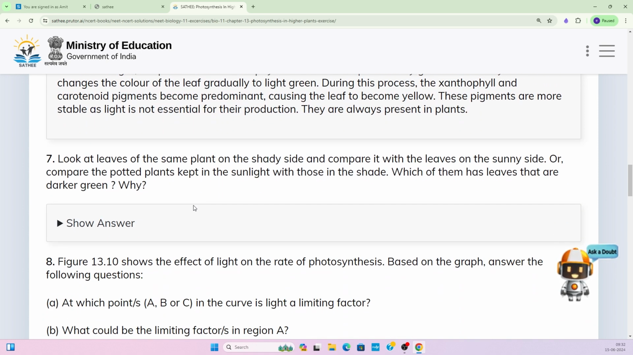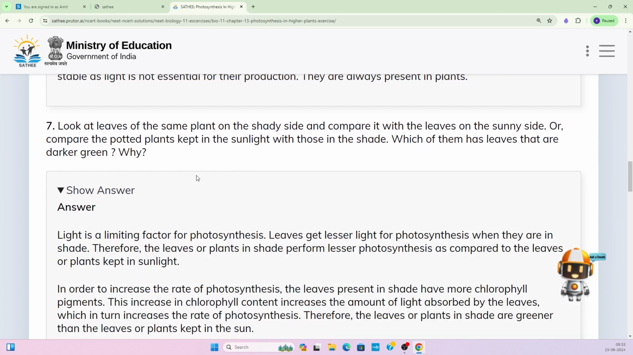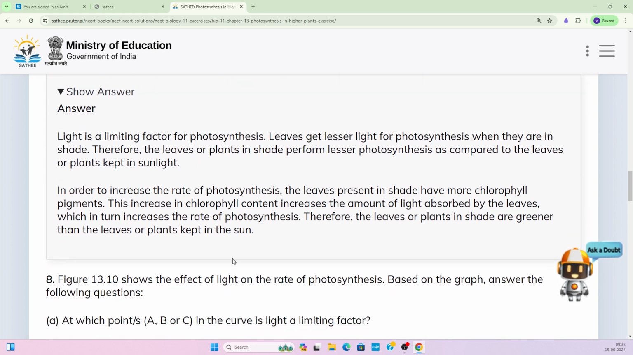Look at the leaves of the same plant on the shady side and compare them with the leaves on the sunny side. Or compare the potted plants kept in the sunlight with those in the shade. Which of them has leaves that are darker green, and why? Okay. So light is the limiting factor of photosynthesis. It is a limiting factor because it affects the process of photosynthesis, right?